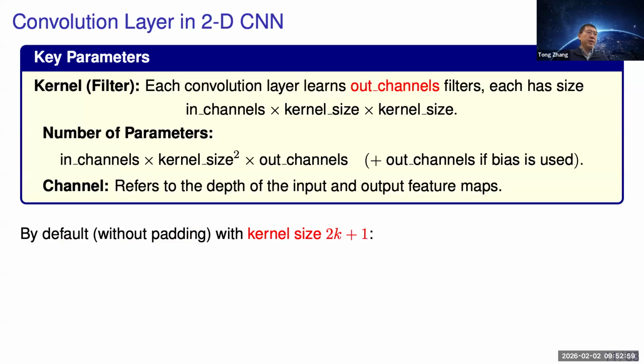By default, think about what the image size is. Imagine you have a 3 by 3 image. The image itself is just 3 by 3. Then you have a 3 by 3 kernel. Without padding, what is the size of the output image? If you think about a 3 by 3 image, right?